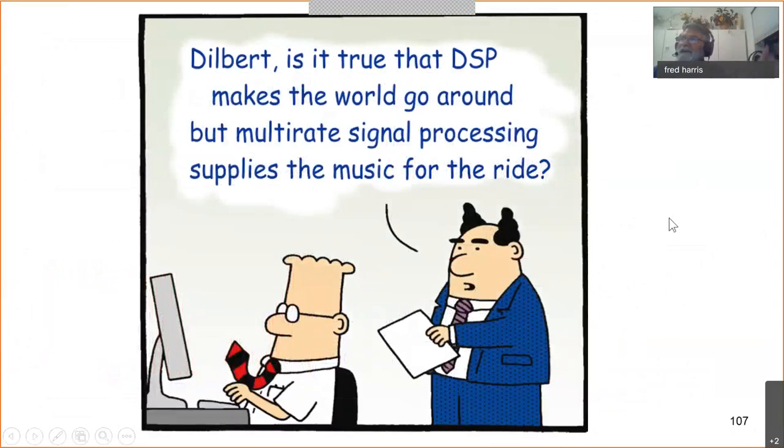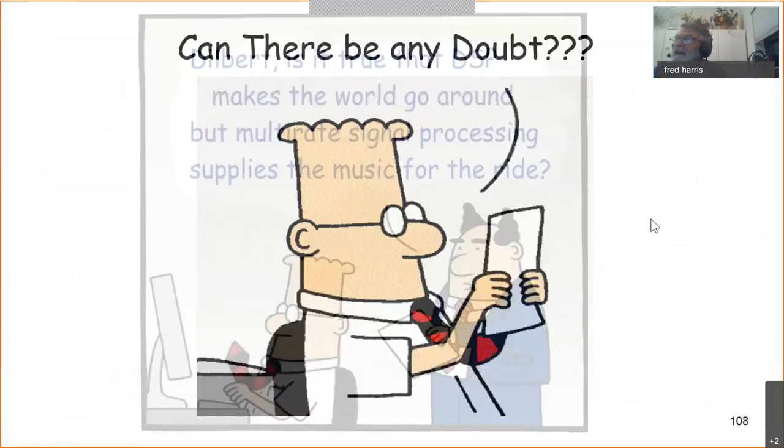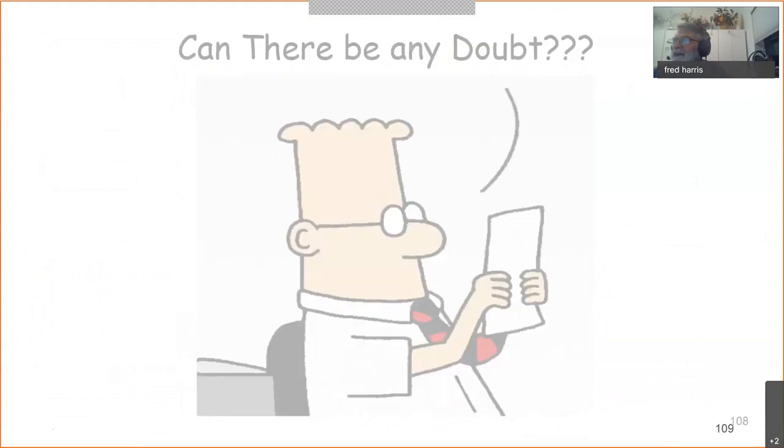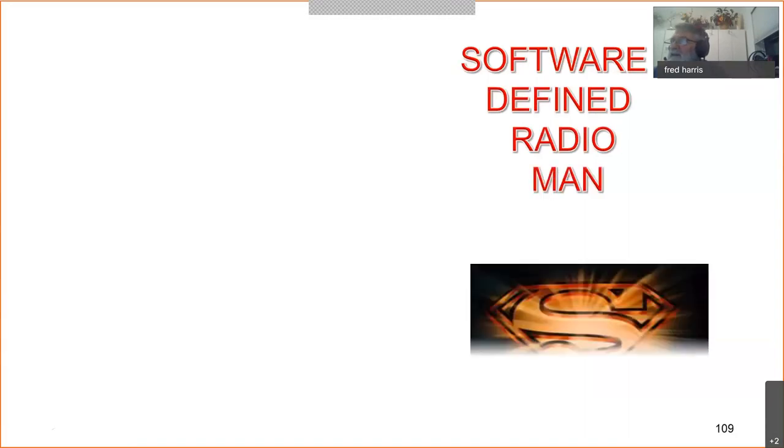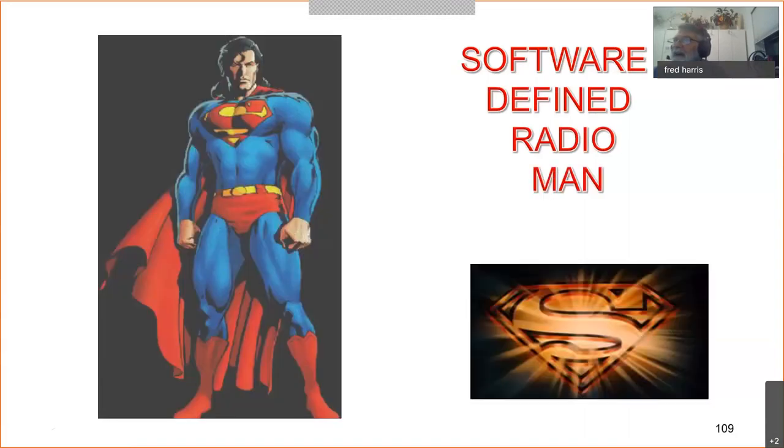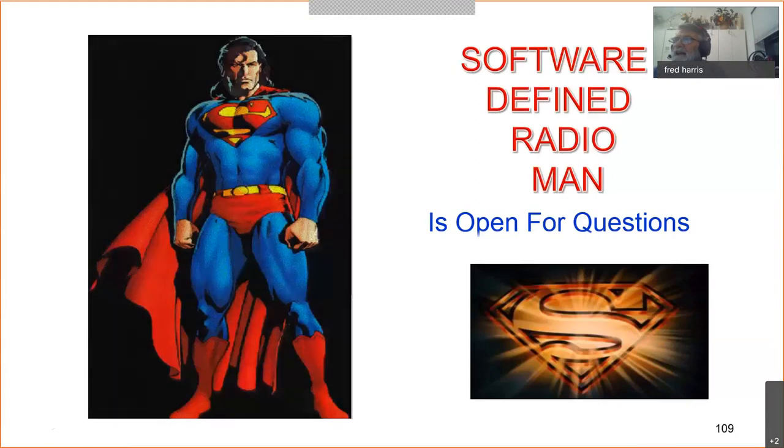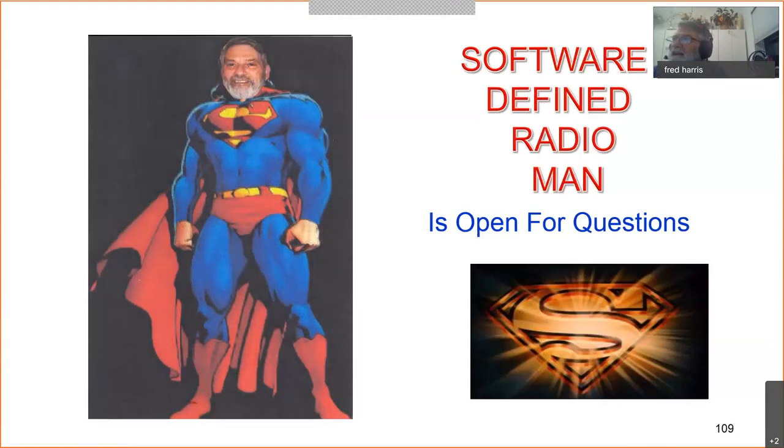Still, is it true that DSP makes the world go round, but multi-rate signal processing supplies the music for the ride? There can be no doubt at all. And here comes the closing slide. My closing slide. I was once chairman of the Software Defined Radio Conference, and this was my closing slide. And if you look very carefully at it, you know it has a remarkable similarity to the face that you saw and still see in the upper left-hand corner. And that's it. And I will now stop sharing.